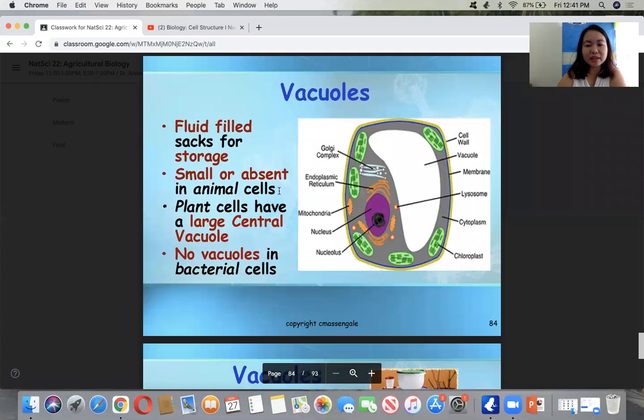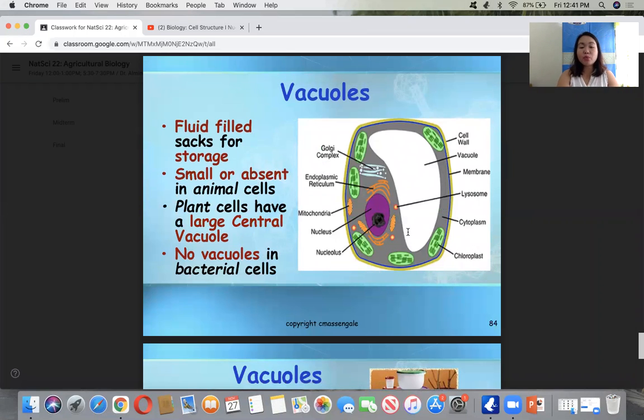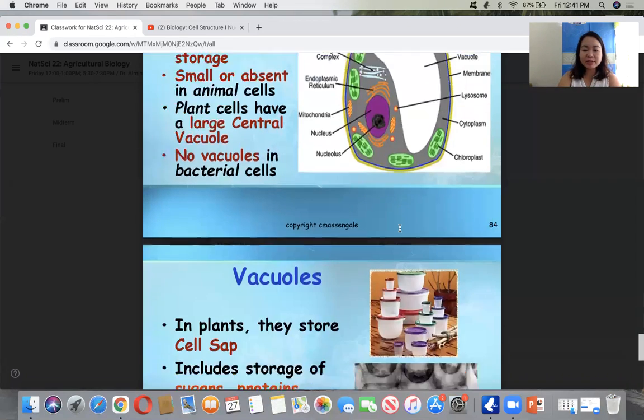And this is another part, the vacuole, which is a fluid-filled sac for storage. It is small or absent in animal cells, and plant cells have a large central vacuole, but bacterial cells have no vacuole. So that's one of the differences between plant cells, bacterial cells, and animal cells.